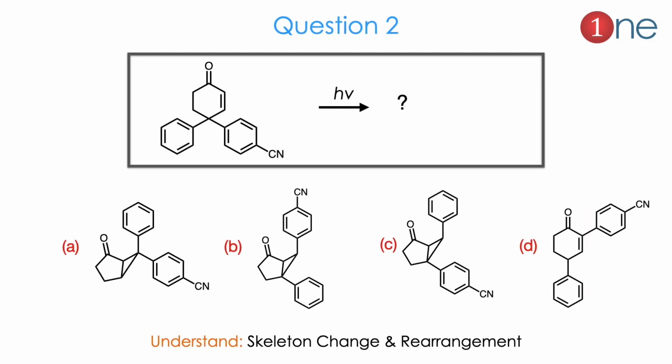Then question number 2. The starting material is a cyclohexanone with a conjugated alkene. Here the phenyl and cyanophenyl groups are attached. Here you are using light, and they ask you to find the product. The products are mostly complicated carbon-carbon bond arrangements, or the position of cyanide, whether the cyanophenyl or the phenyl is switched. Here you have to understand that a skeletal change definitely occurs and there is a rearrangement possibility.